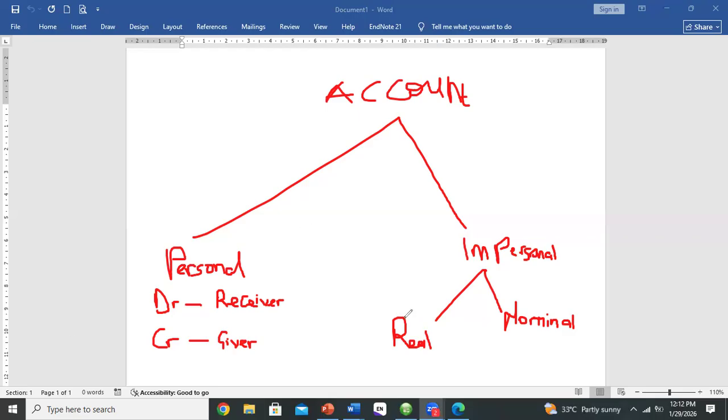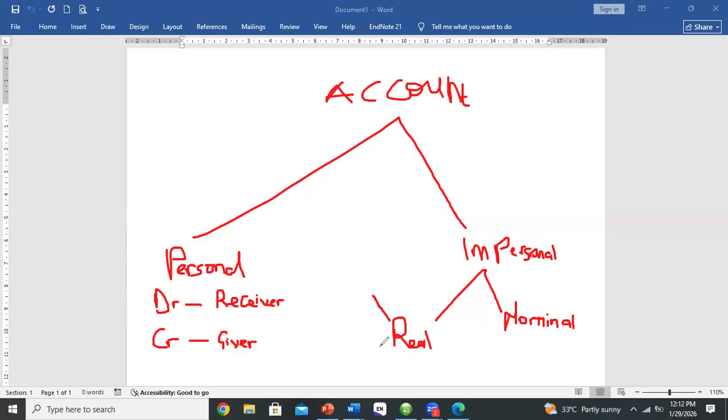Okay, so I want to believe you've noted this point. Now for the impersonal, if it is real, then we debit incoming and we credit outgoing. So write that for the real account. We debit incoming and we credit outgoing.